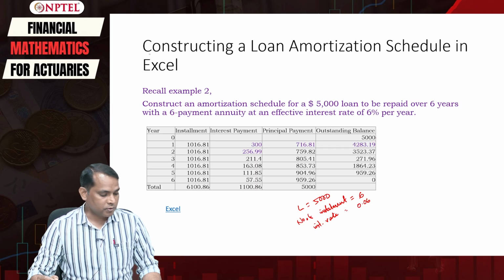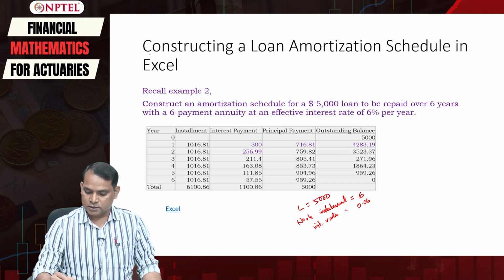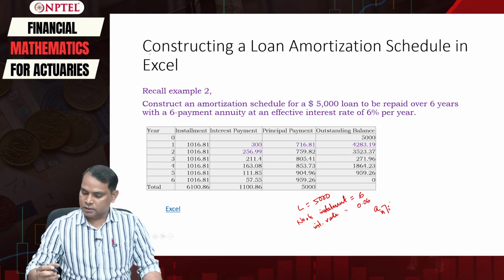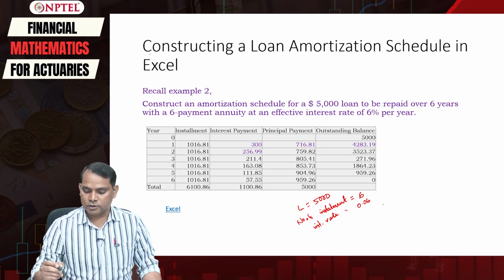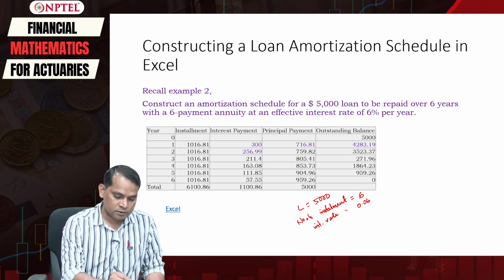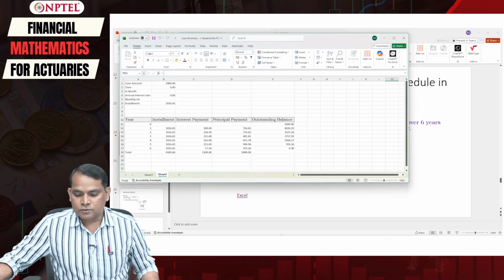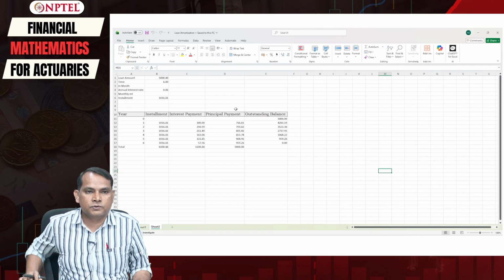And then we will compute the installment amount. That installment amount will become a angle, A of n angle at i, right? And in Excel we will use what is called PMT. Let me open this Excel first here.